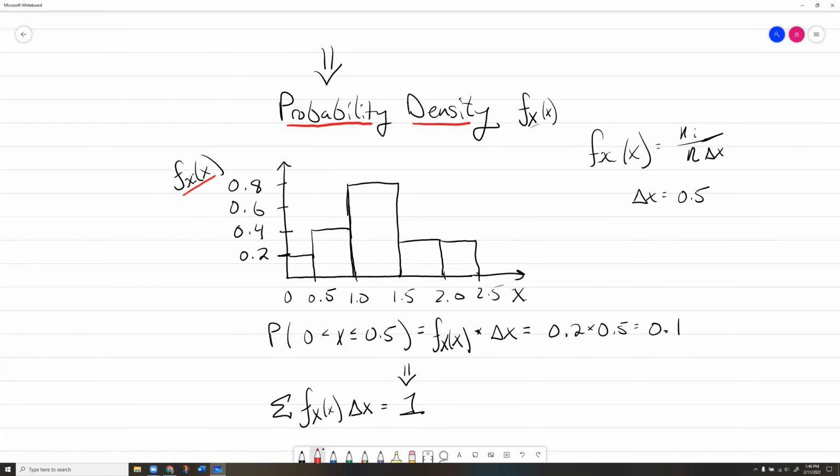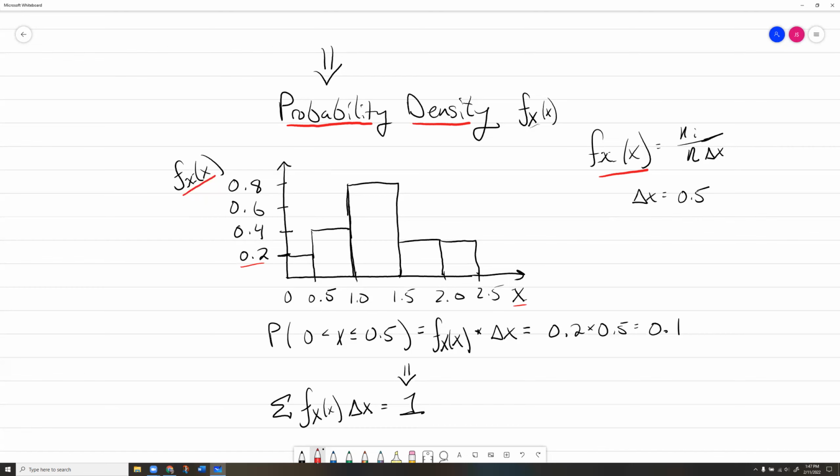And to calculate that, all I did is I take the relative frequencies, so n sub i, divide by n, and divide by the bin width, delta x. So that gives me units of probability density. Same values on the x-axis, but now I've got these different values on the y-axis.